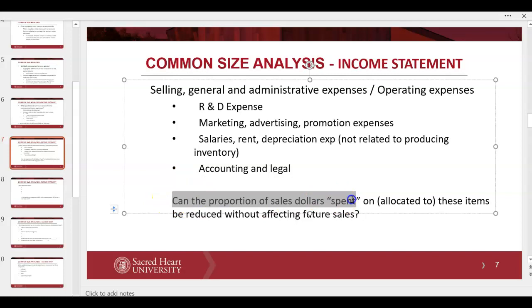And so I have this question down here: can the proportion of sales dollars spent, and again, it's not really spent because we spend cash, we don't spend sales dollars, but maybe it's more technical to say, can the proportion of sales dollars allocated to these items be reduced without lowering future sales? And obviously that's not an easy thing to do, but that's what management is driving towards.